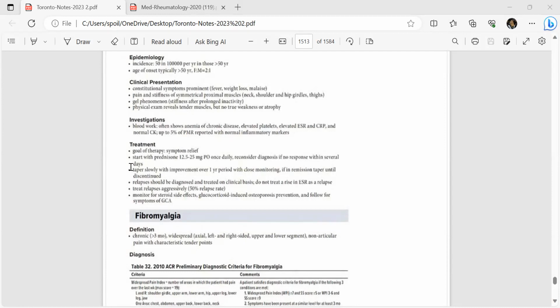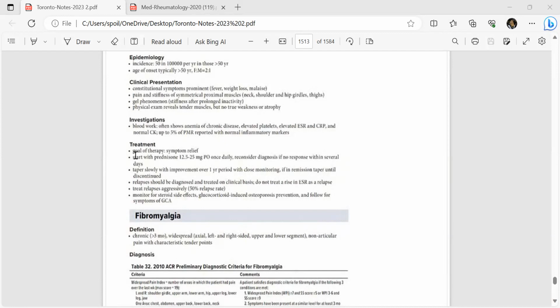Okay, so in investigation, there will be anemia, platelets will be raised, ESR and CRP will be raised, but creatine kinase will be normal. And in 5% of cases, inflammatory markers will be normal.